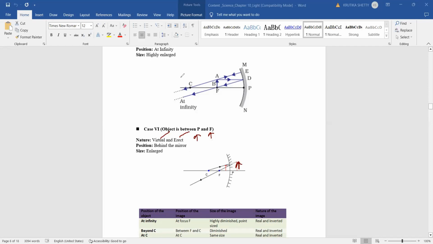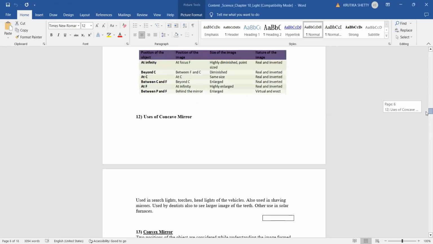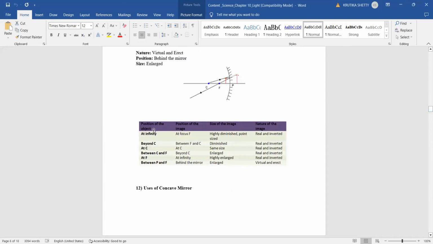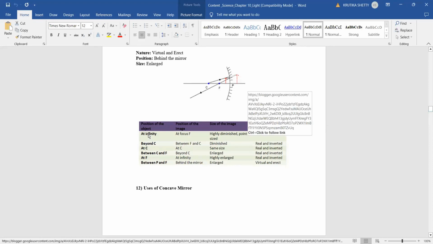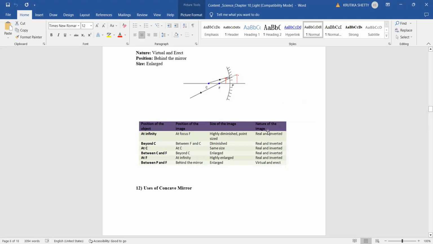So all together, we can study in a table here. So you can see the last point for today's class. The position of the object. When the object is at infinity, the image formed is at focus and the size is highly diminished, point sized, and the nature is real and inverted. Behind the point C, the image is formed between C and F. It is diminished and real and inverted.